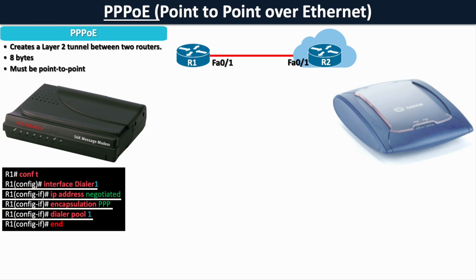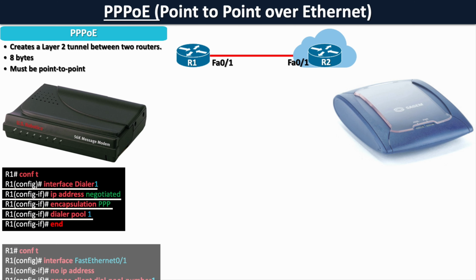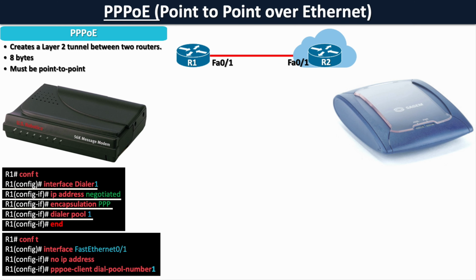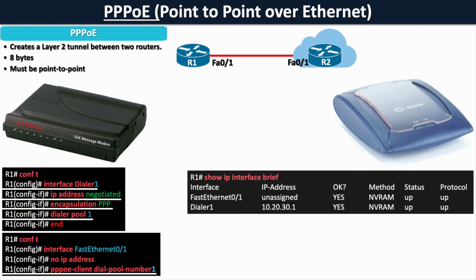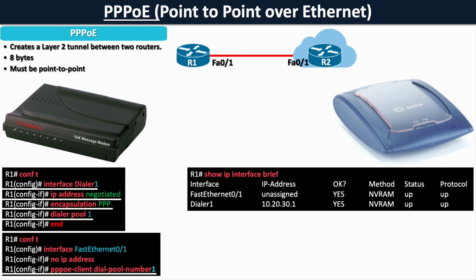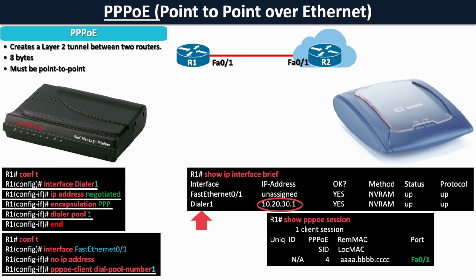Then, all that remains is to associate our FastEthernet 0/1 interface with the dialer interface that we have just created with the pppoe-client dial-pool-number command. With a show ip interface brief, we see that router 1 has obtained an IP address from the PPPoE server, which is router 2. This IP address is located on the virtual interface, not on the physical FastEthernet 0/1 interface. The show pppoe session command displays the sessions that are established.